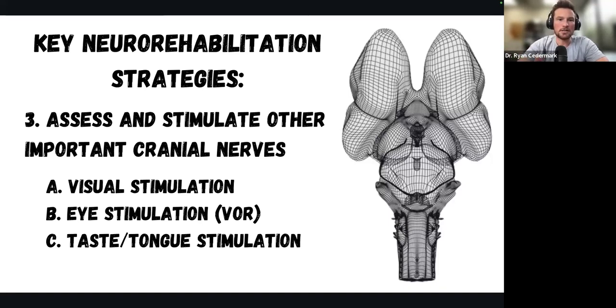Step three is assess and stimulate other important cranial nerves. The way I do that is we'll use visual stimulation, eye movement or head movement stimulation to stimulate the eyes, because a lot of the muscles of the eyes get their information to and from the brainstem region. And then last but not least is taste and tongue stimulation. That's another one that I'm kind of going down a rabbit hole on, is electrical stimulation of the tongue. So I'll talk about that briefly.